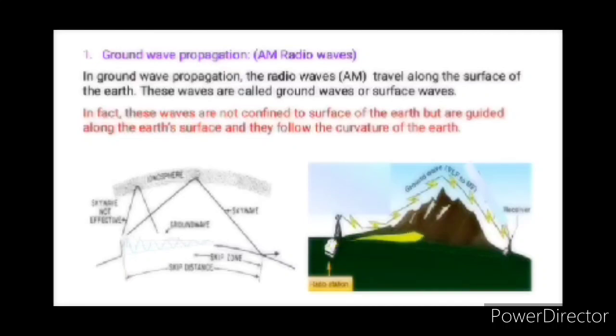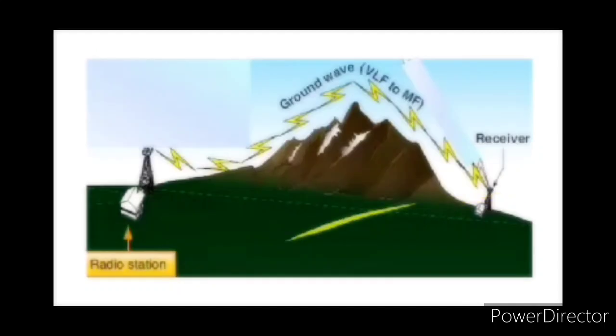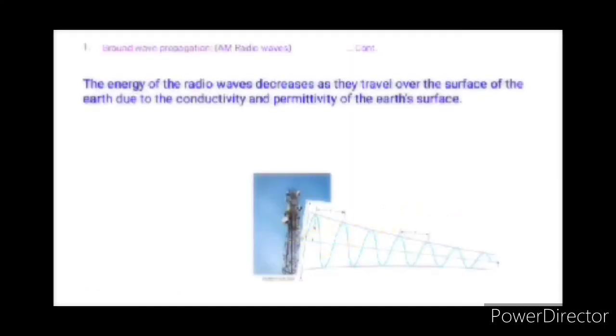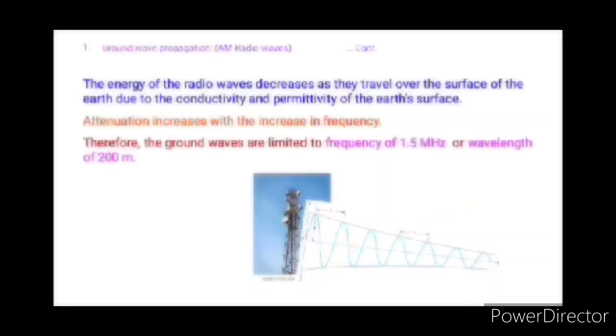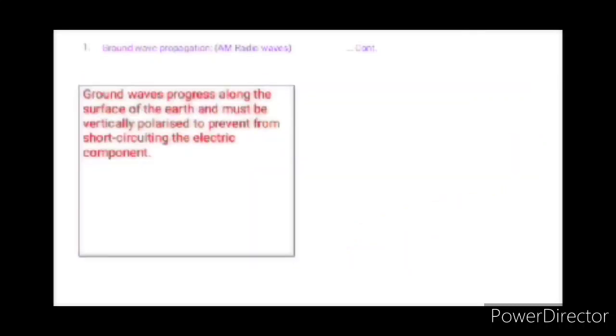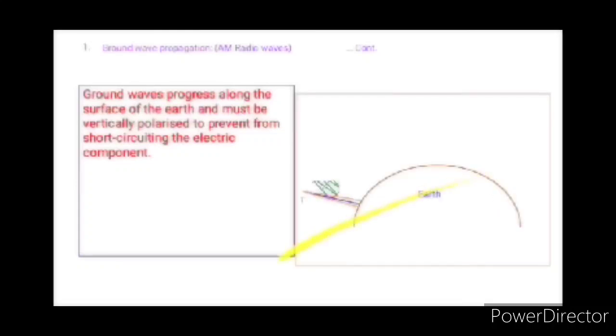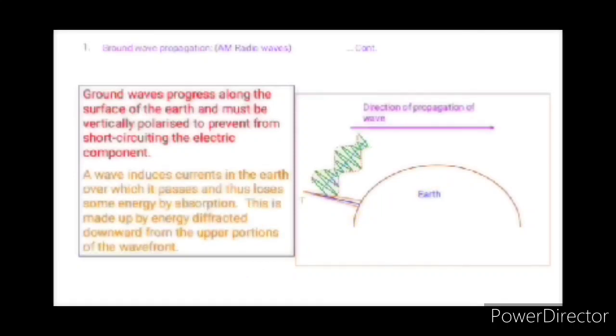Now, the energy of radio waves decreases as they travel over the surface of the Earth due to conductivity and permittivity, called attenuation. The attenuation of the wave increases with increasing frequency. Because of this, ground waves are limited to frequencies of about 1.5 MHz, or a wavelength of approximately 200 meters. Ground waves propagate along the surface of the Earth and must be vertically polarized to prevent short-circuiting of the electric components. A wave induces current in the Earth over which it passes and thus loses some of its energy by absorption. This is made up by energy diffracted downwards from the upper portion of the wavefront.